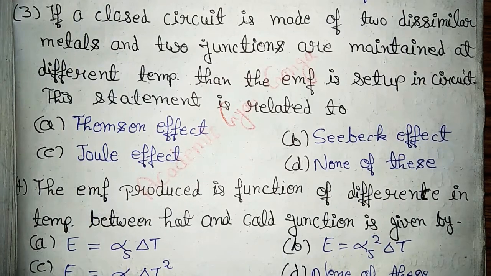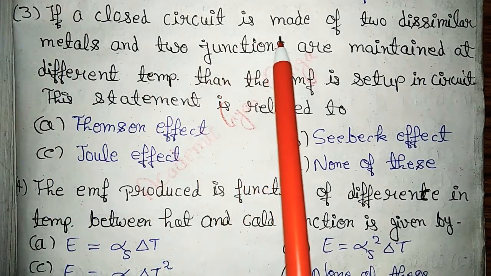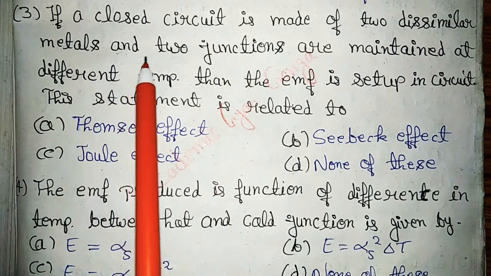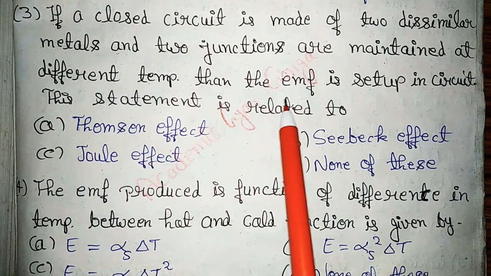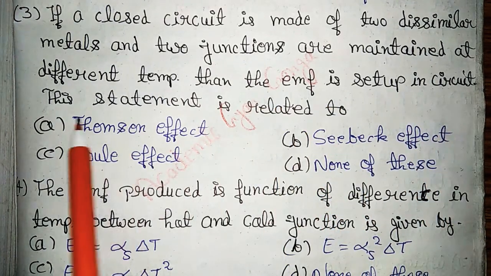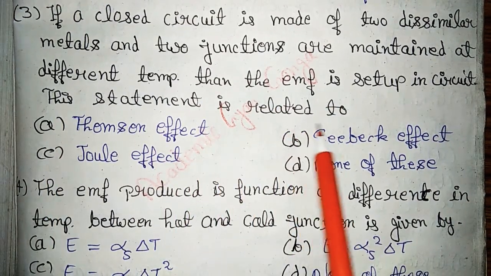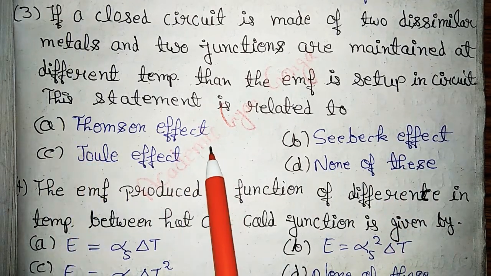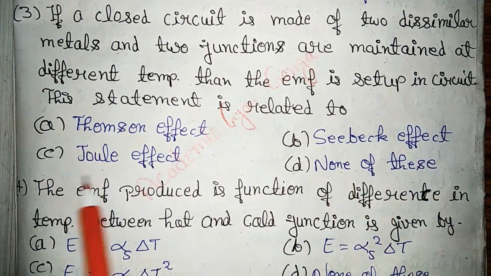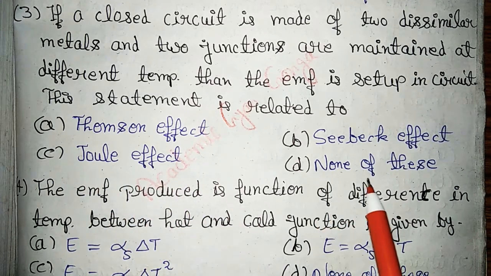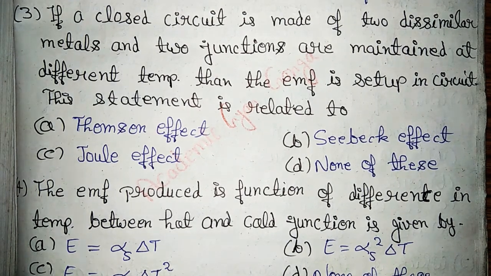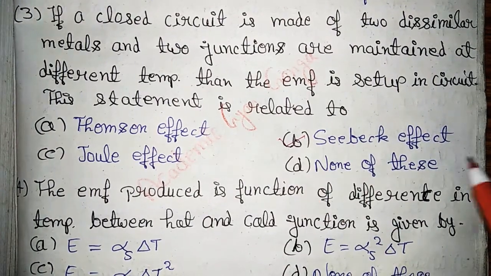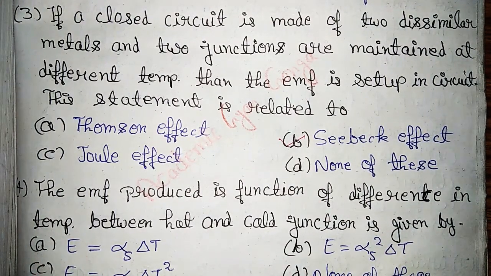Next question. If a closed circuit is made of two dissimilar metals and two junctions are maintained at different temperature, then the EMF is set up in circuit. This statement is related to option A Thomson effect, option B Seebeck effect, option C Joule effect, and option D none of these. So right answer is option B, Seebeck effect.